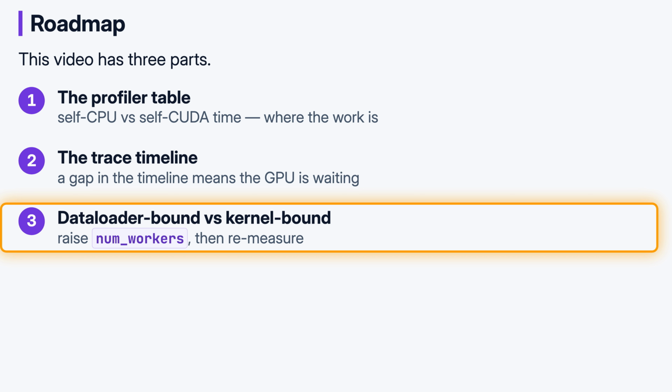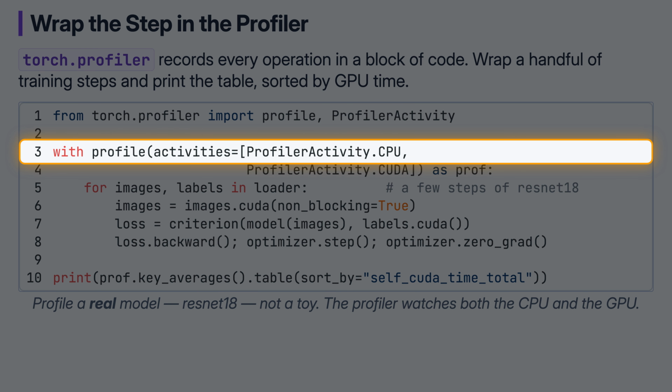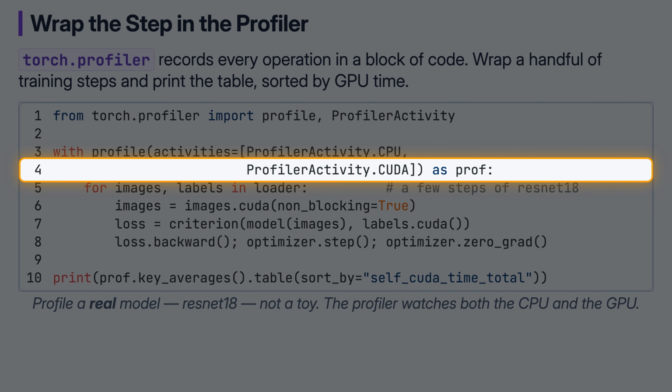Part 1. The profiler table, where the GPU time goes. Torch.profiler records every operation inside a block of code. We open the profiler with a with block and call it prof. We ask it to watch both CPU and CUDA activity.